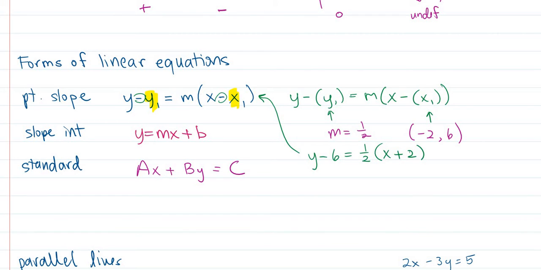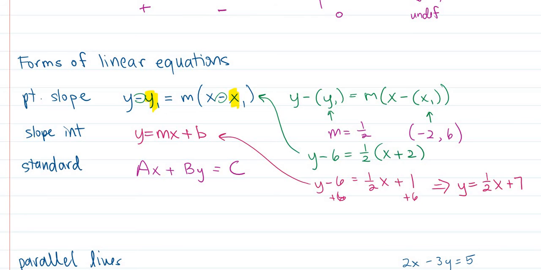Okay, then if you want to put it into slope intercept form, you just have to expand it. So this becomes y minus 6 equals 1/2 x, multiply the 1/2 to everything in the parentheses. 1/2 times 2 is equal to 1. We're going to add the 6 to both sides, and we get y equals 1/2 x plus 7. So that is our slope intercept form there.